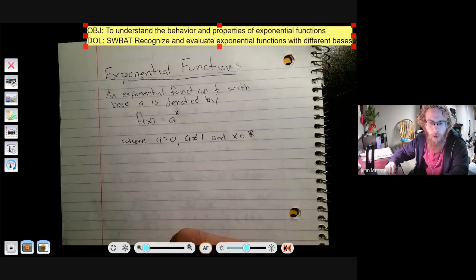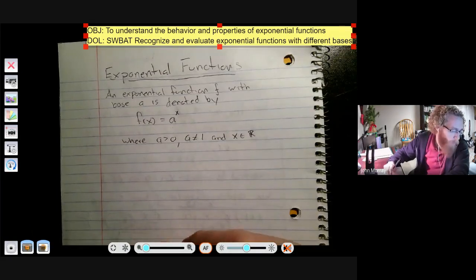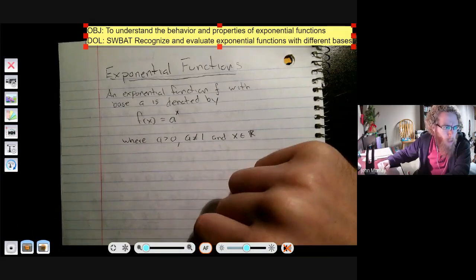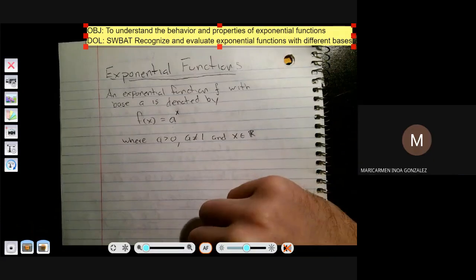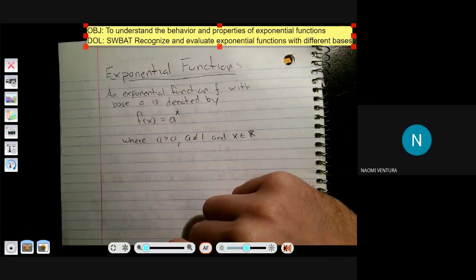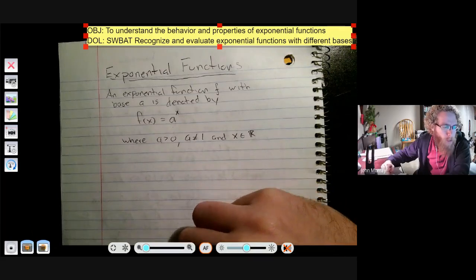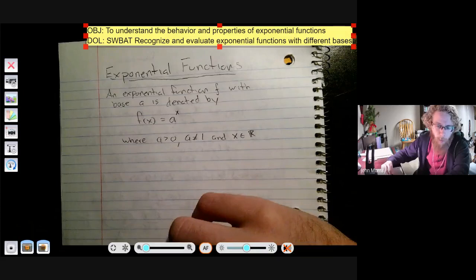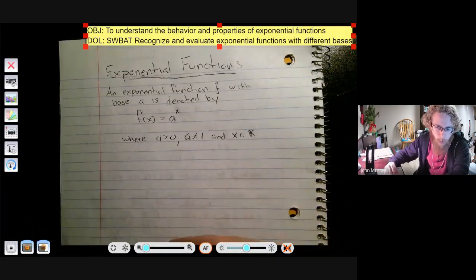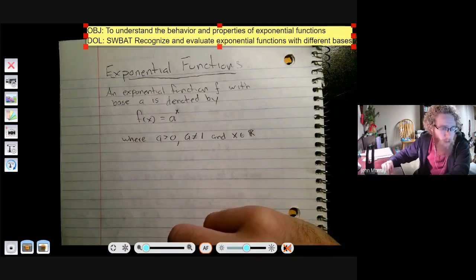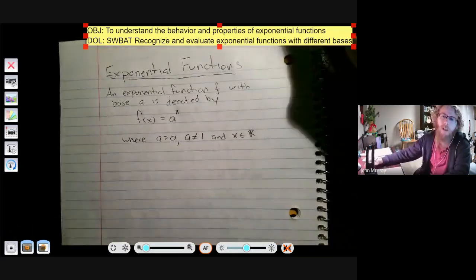So exponential functions are used a lot in real world stuff. It models, well, actually, let me ask you guys, what science are you in right now? Biology. There's also physics. Physics, okay. Did you take chemistry already? Yeah. Okay. So in biology and in chemistry, we use exponential functions. Obviously physics kind of is everything, so you're going to see it there.